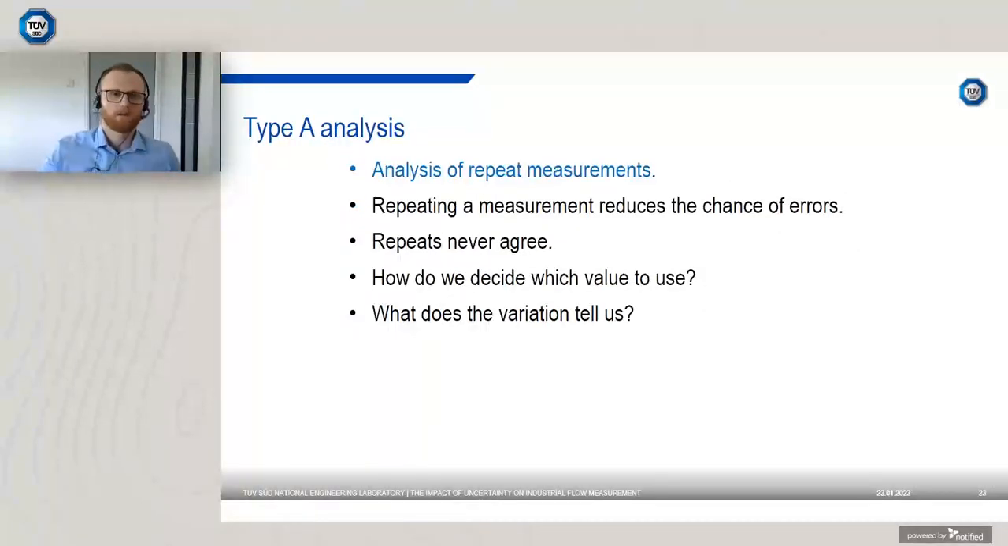So type A analysis is essentially a form of analysis of repeat measurements. If you repeat a measurement, you reduce the chance of error, but repeats never tend to agree. How do you decide which value to use, and what does that variation in the value actually tell us?